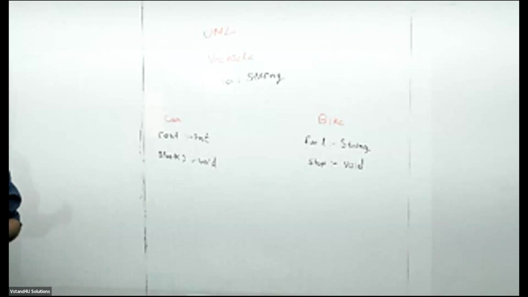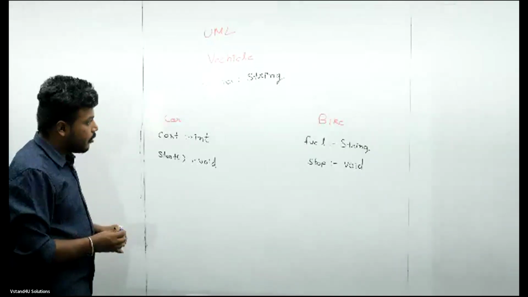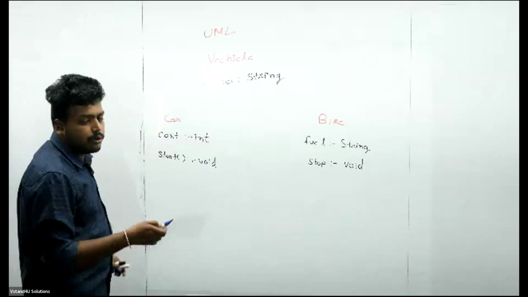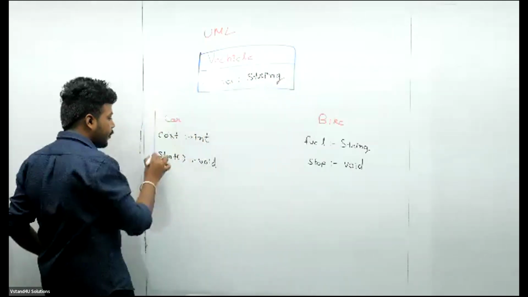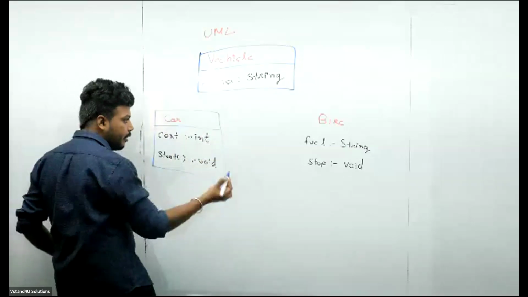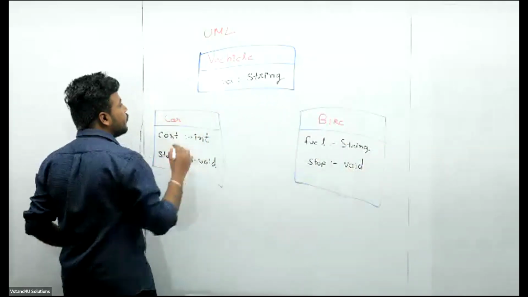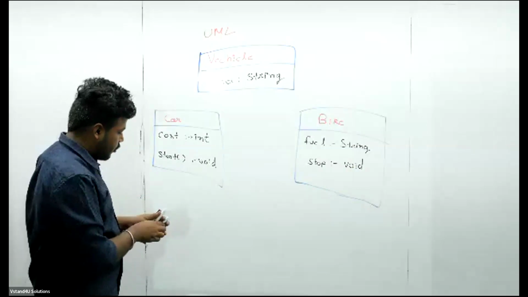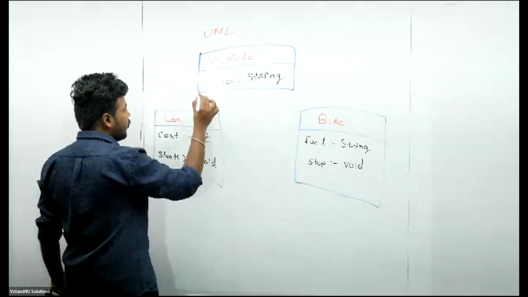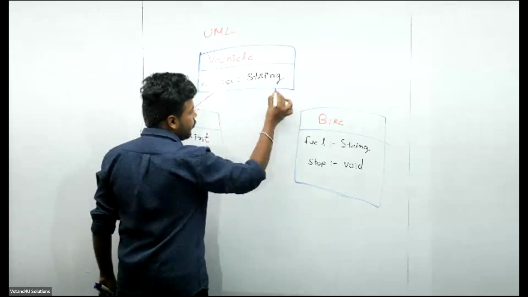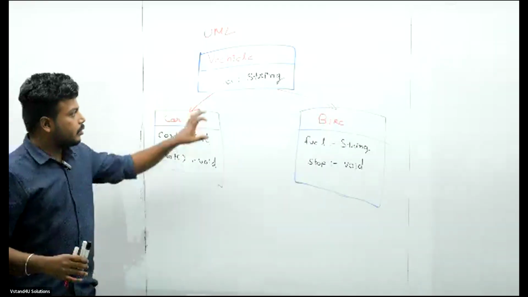See, this UML diagram is an example for hierarchical inheritance. Okay, there is one superclass, multiple subclasses or child classes, which I will call derived classes. Okay. See, listen carefully. You have to create three classes. Okay, superclass is vehicle.